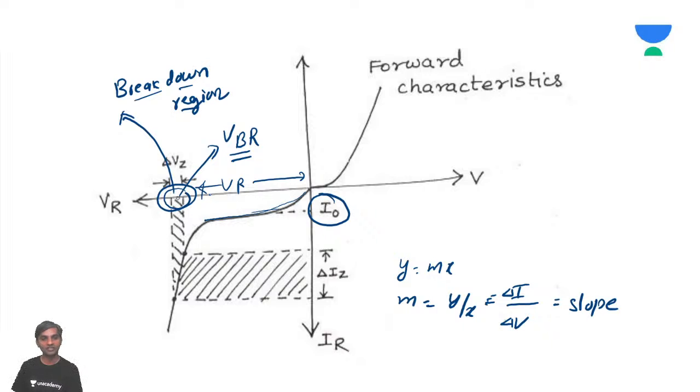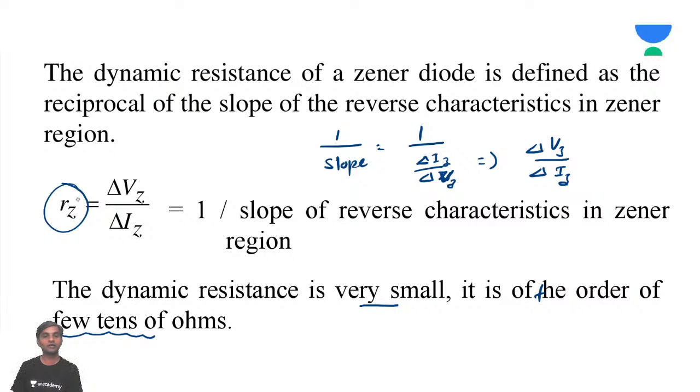Now, for a small change in the Zener voltage, that is the breakdown region voltage, there will be a high change in the current. If you think inversely, for a high change in the current, the breakdown voltage is not changing. And this RZ is the reverse dynamic resistance of the Zener diode, which is equal to 1 by the slope of the reverse characteristics of the Zener region, that is delta Vz by delta Iz. The dynamic resistance will be very small, of the order of a few tens of ohms.